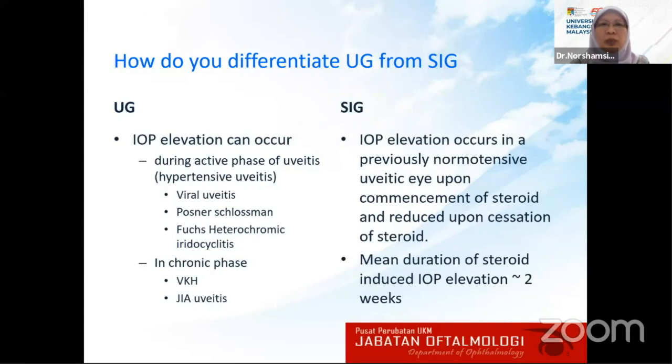How do you differentiate these two? Well, uveitic glaucoma occurs necessarily when IOP elevation occurs due to either an active phase of uveitis or what we call a hypertensive uveitis in cases like viral uveitis, Posner-Schlossman, and Fuchs heterochromic iridocyclitis, and also in chronic phases of VKH and JIA uveitis. But steroid-induced glaucoma commonly occurs from IOP elevation in a previously normotensive uveitic eye, but upon commencement of steroid, IOP starts to go up. This kind of eyes, sometimes when you reduce the steroid, the IOP can come down. And the mean duration of steroid-induced IOP elevation is normally 2 weeks.